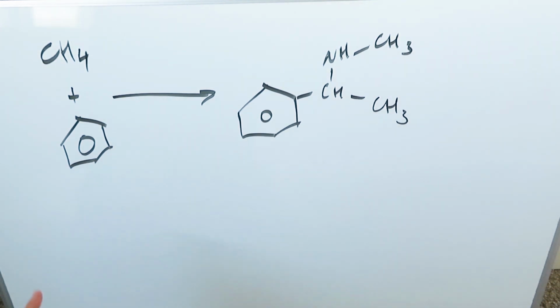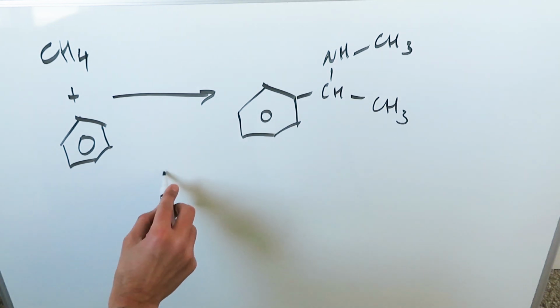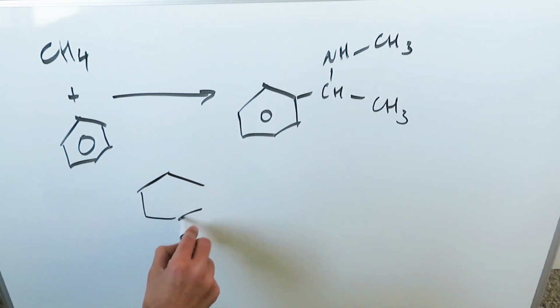We're looking here at how we can go from using these two basic reactants and end up with that. What do I have? I have methane and I have benzene. This is a representation of benzene. You know, it looks something like this.